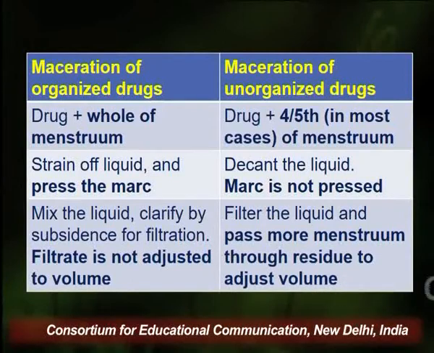Whereas in case of unorganized drug, we don't use the entire volume, that is 10 liters of the solvent. We only use 4/5 of the total volume, which in our case will be 8 liters if we are using 10 liters of the solvent. So to extract 1 kg of unorganized drug, we will first treat that drug with 8 liters of the solvent.